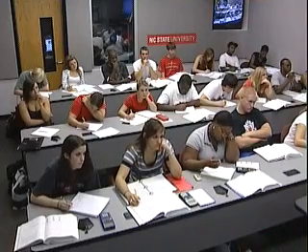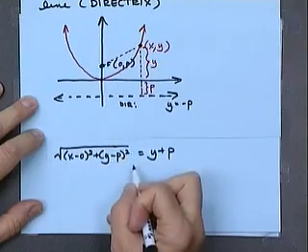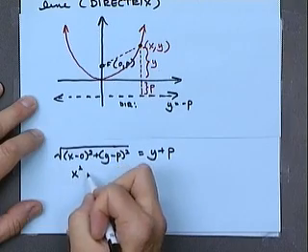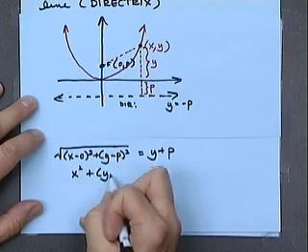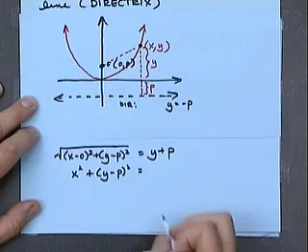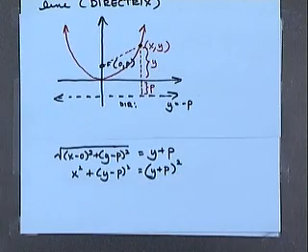It's going to get a whole lot simpler. Square both sides. So if we square this square root, we get what's under the radical. X minus 0 squared is just x squared. And the right side we'll square, and we get y plus p quantity squared. Let's go ahead and simplify.